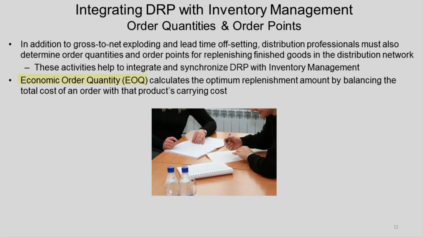New terminology we're seeing here. Economic order quantity in our second bullet point, something we're going to take a close look at, calculates the optimum replenishment amount by balancing the total cost of an order with that product's carrying costs. So EOQ, as it's called, I will say, has become less relevant in the age of globalization, especially with the advent of technology that helps to reduce the total cost of placing an order. That's what we mean. What's the total cost of an order?